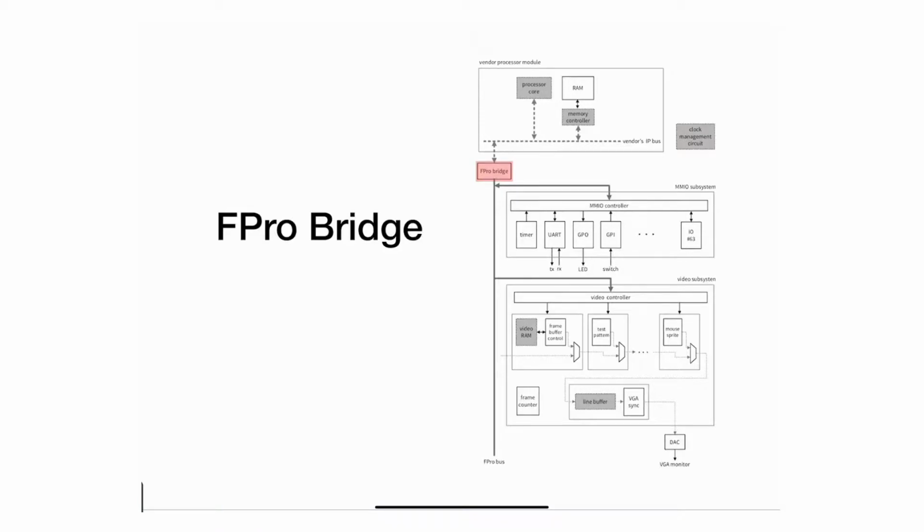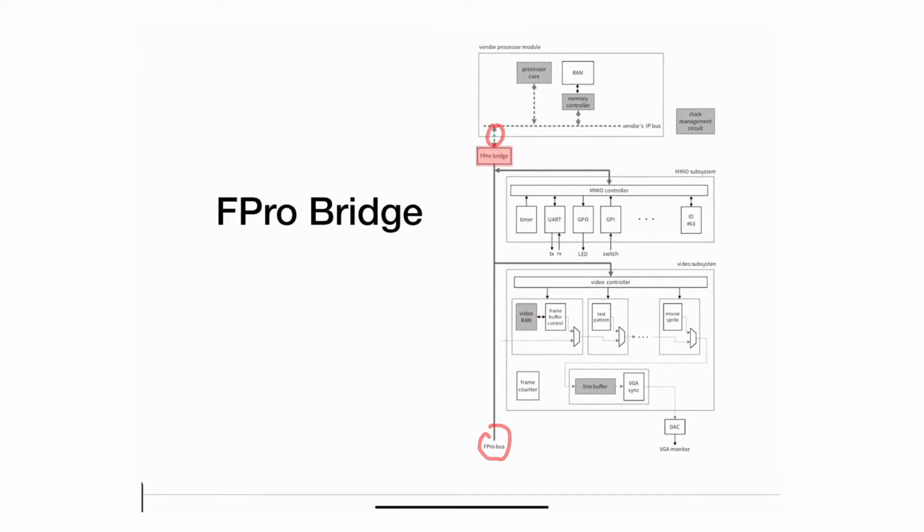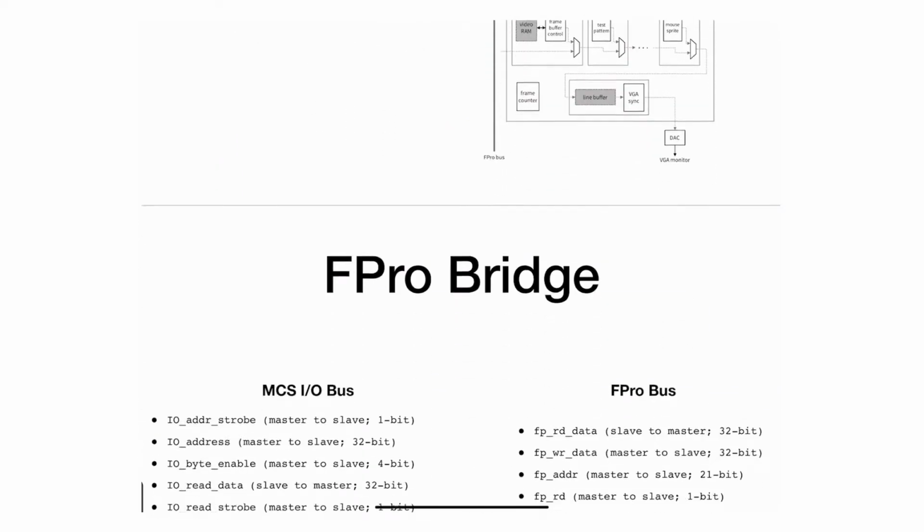So we're about to build the bridge that translates the input and output bus that comes out of the microcontroller and the FPro bus, the one we are constructing from scratch because this is our system. And you'll see that this bridge actually just translates these two signals together. And since we understand both of them, it's pretty simple to map. So let's take a look at them.